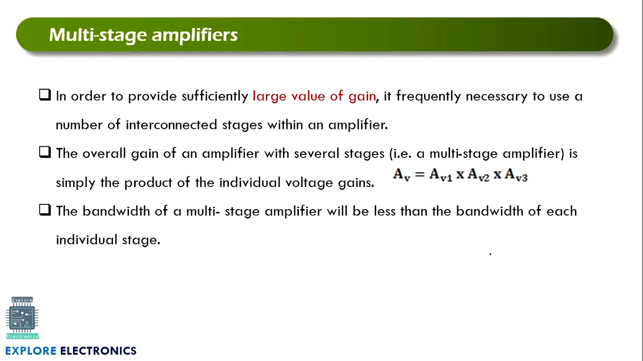But the bandwidth of the multi-stage amplifier is going to be reduced compared to the bandwidth of individual stages. Here, gain and bandwidth are vice versa. If gain increases, bandwidth reduces. The bandwidth increases if gain reduces.